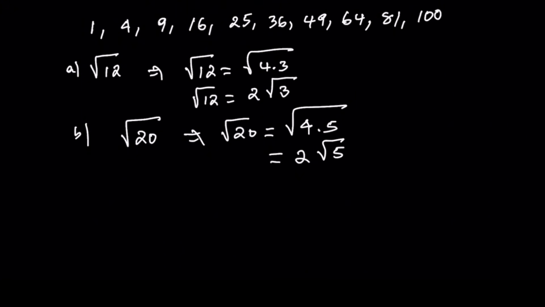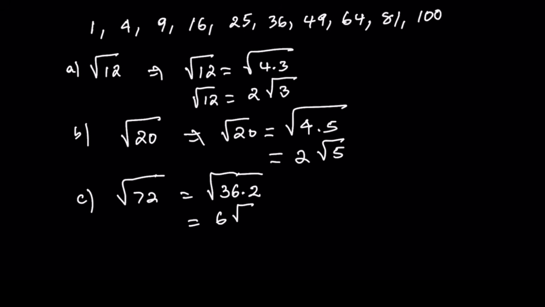Now let's do a larger example. Simplify the square root of 72. The largest perfect square that goes into 72 is 36. 72 divided by 36 is 2. So we rewrite this as the square root of 36 times the square root of 2. The square root of 36 is 6. Our final answer is 6 square root 2. That is the basic process for simplifying square roots.